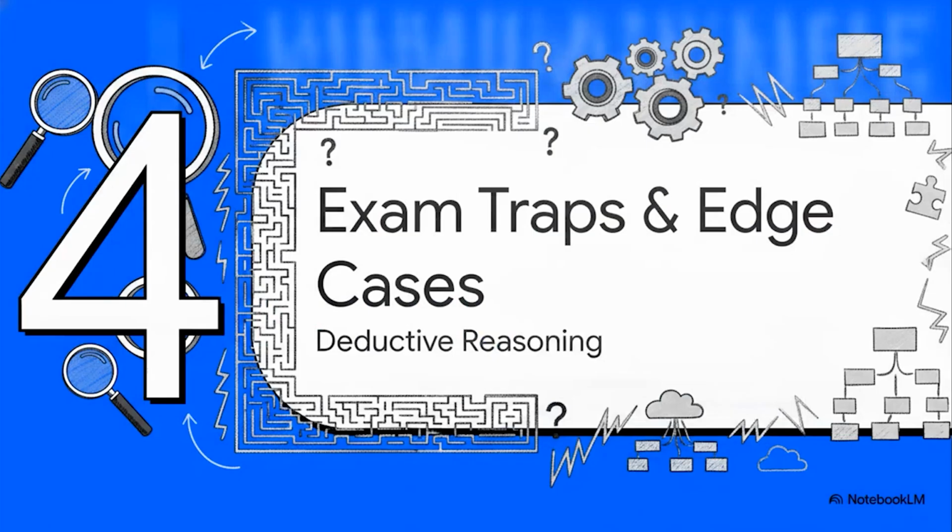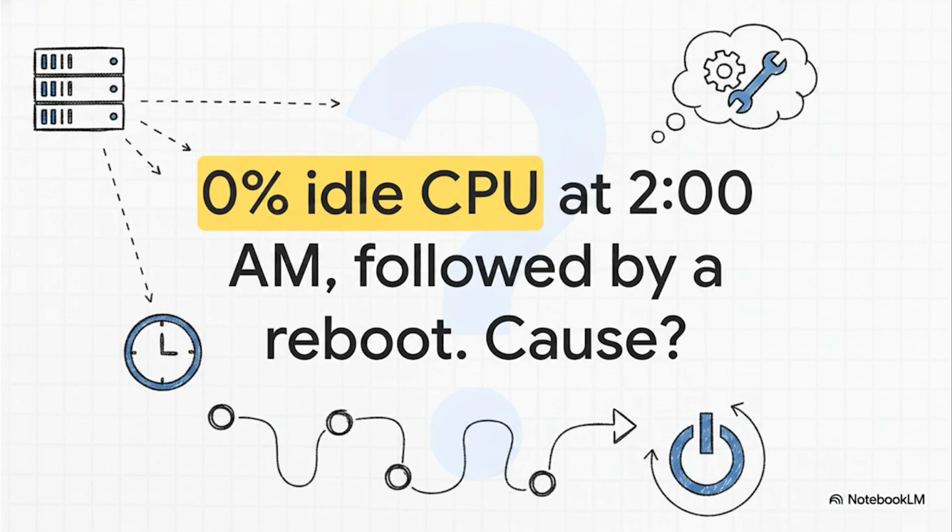just talked about. All right, on to Section 4, Exam Traps and Edge Cases. Let's put you in the hot seat with a quick mock exam scenario. An admin sees PCVM vCPU idle times drop to 0% at 2 a.m., followed by a reboot. What is the likely cause?